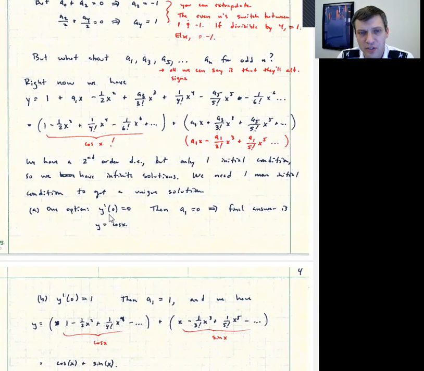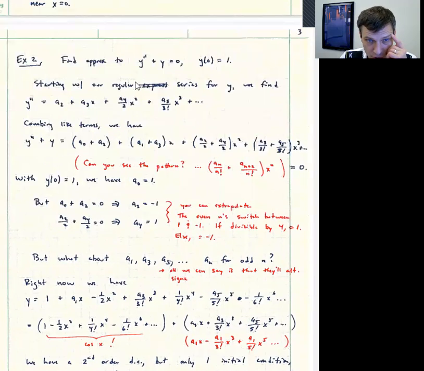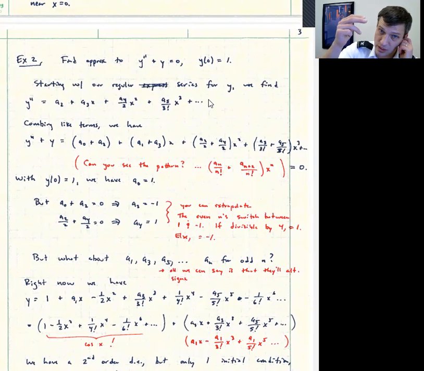One is, what if I set the initial condition of y prime to be 0? That means a1 is 0, and that means all of this stuff is 0. My final answer is that cosine x is the solution. And if you think about it, the original equation describes a function that, when added to its second derivative, is 0, or a function that's equal to the negative of its second derivative. Cosine's derivative is negative sine, whose derivative is negative cosine. Sure enough, they're opposite signs.